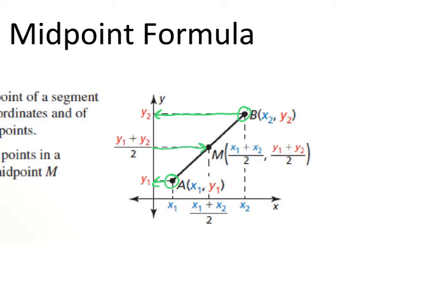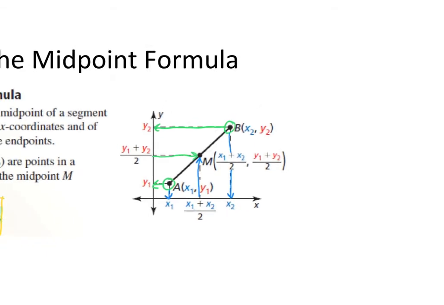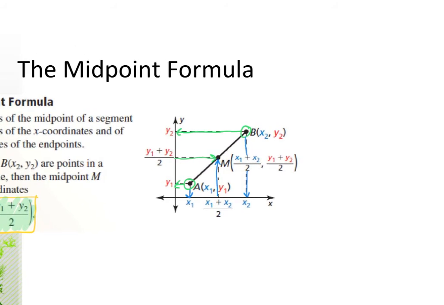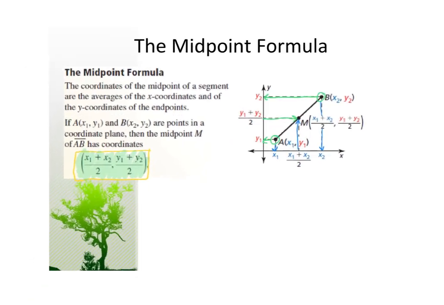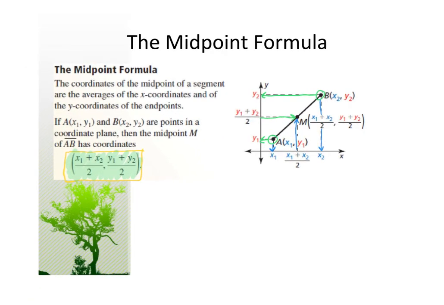Now let's look at x. A's coordinate for x is x1. B's coordinate for x is x2. And our midpoint formula for x is x1 plus x2 divided by 2. So you're basically just finding the average of each coordinate, and then you are making your own coordinate. Okay? And we will do examples, so don't worry.